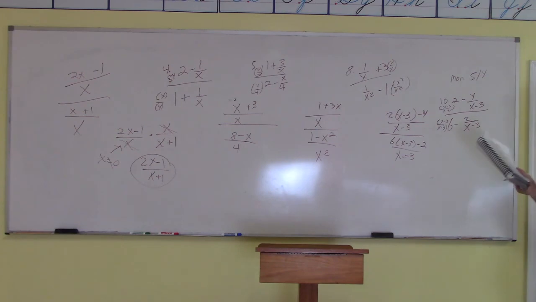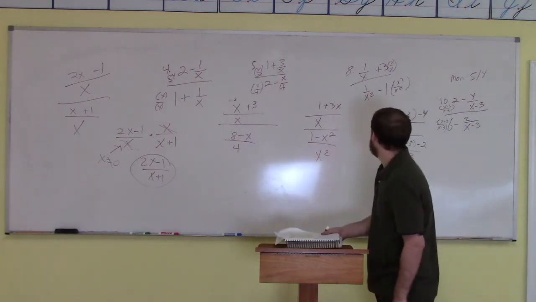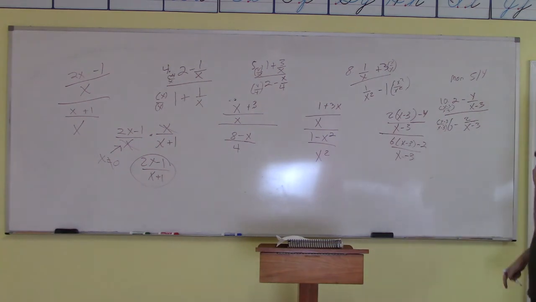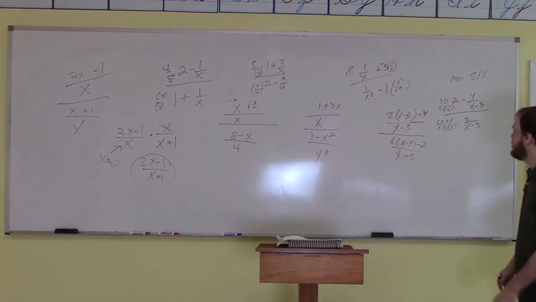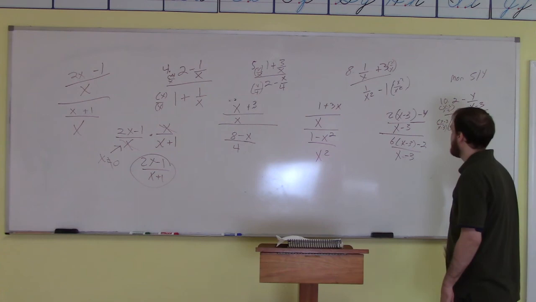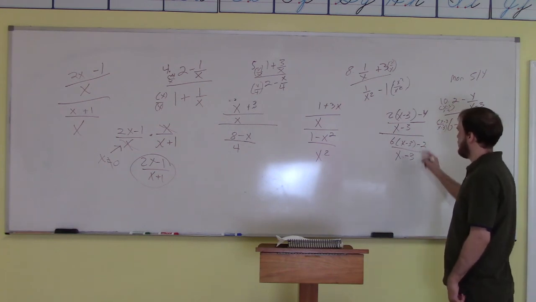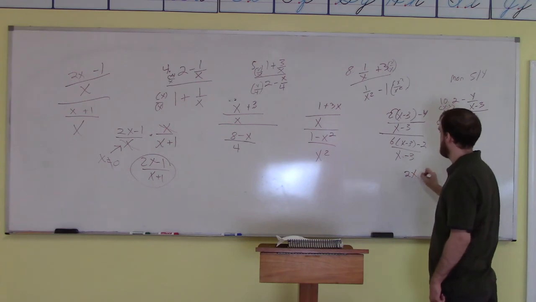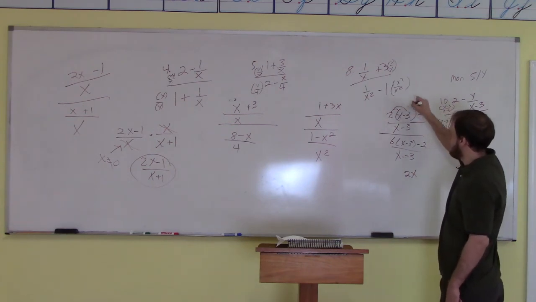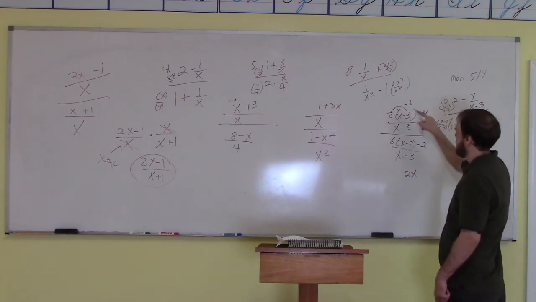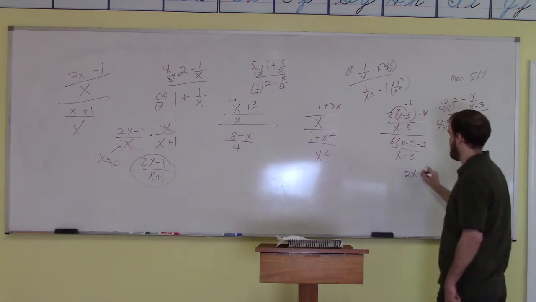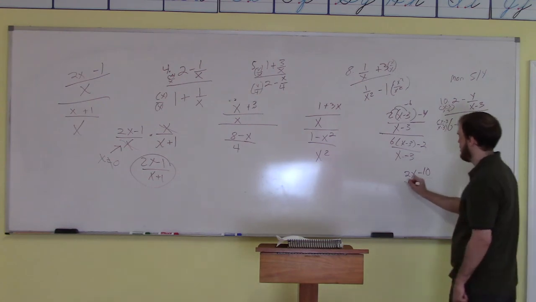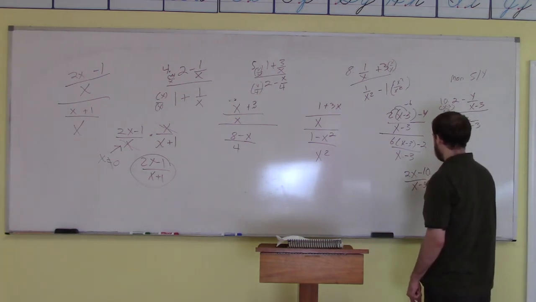Alright, to clean this up, since I have addition and subtraction going on, I'm going to go ahead and do the distribution and clean it up. When I do that, it'll give me 2 times x is 2x. Then 2 times negative 3 is negative 6. Then negative 6 minus 4 will give me a negative 10. So all that simplifies to 2x minus 10 over x minus 3.